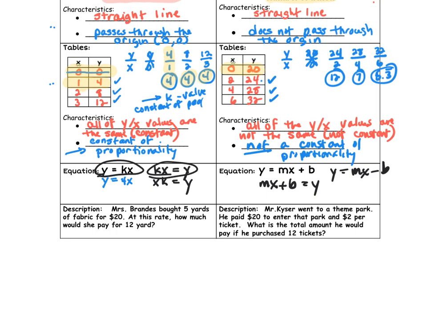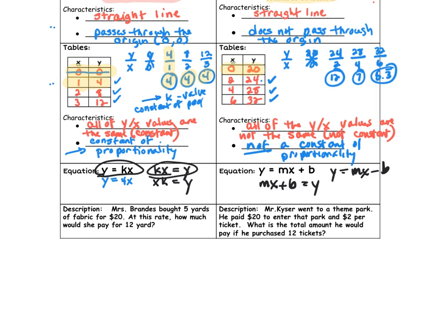So now let's look at our very last representation. We have a description. Mrs. Brandis bought 5 yards of fabric for $20. At this rate, how much would she pay for 12 yards? And I want you to know that this description can go with this equation, it can go with this table, and it can go with this graph. In fact, often they start with a description first. You may notice, if you look at the graph, that if you look at 5 yards, it indeed matches up with $20.